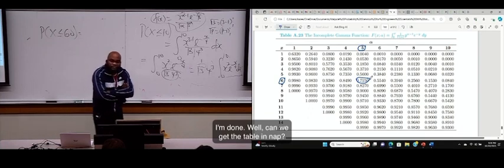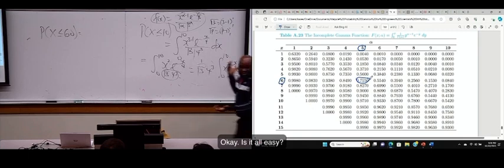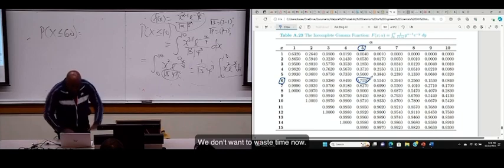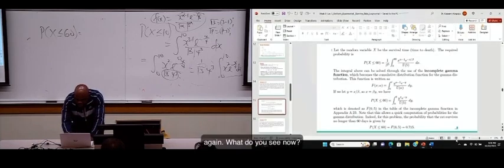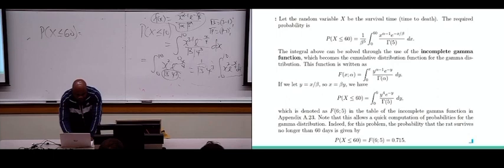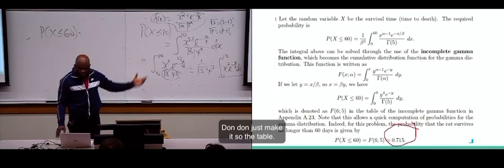Go ahead. Do we get this table in exams? Yes. You will get all the tables in the exam. Is it not easy? Very easy. You don't need calculus here. We don't want to waste time. Now I'm going to go into the question again. What do you see now? Done. Just make use of the table.